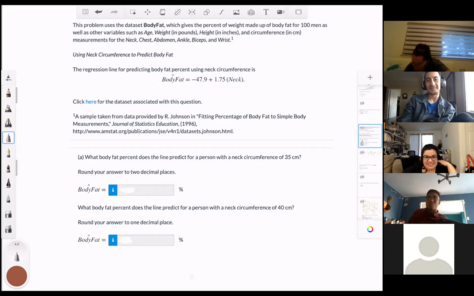So we have a formula, correct? We talked about this on Monday. This is a prediction. That's what AI does. Again, this is a homework question. So we have body fat equal to negative 47.9 plus this. What body fat percent does the line predict for the person with the neck circumference of 35 centimeters? What do you think the answer will be?